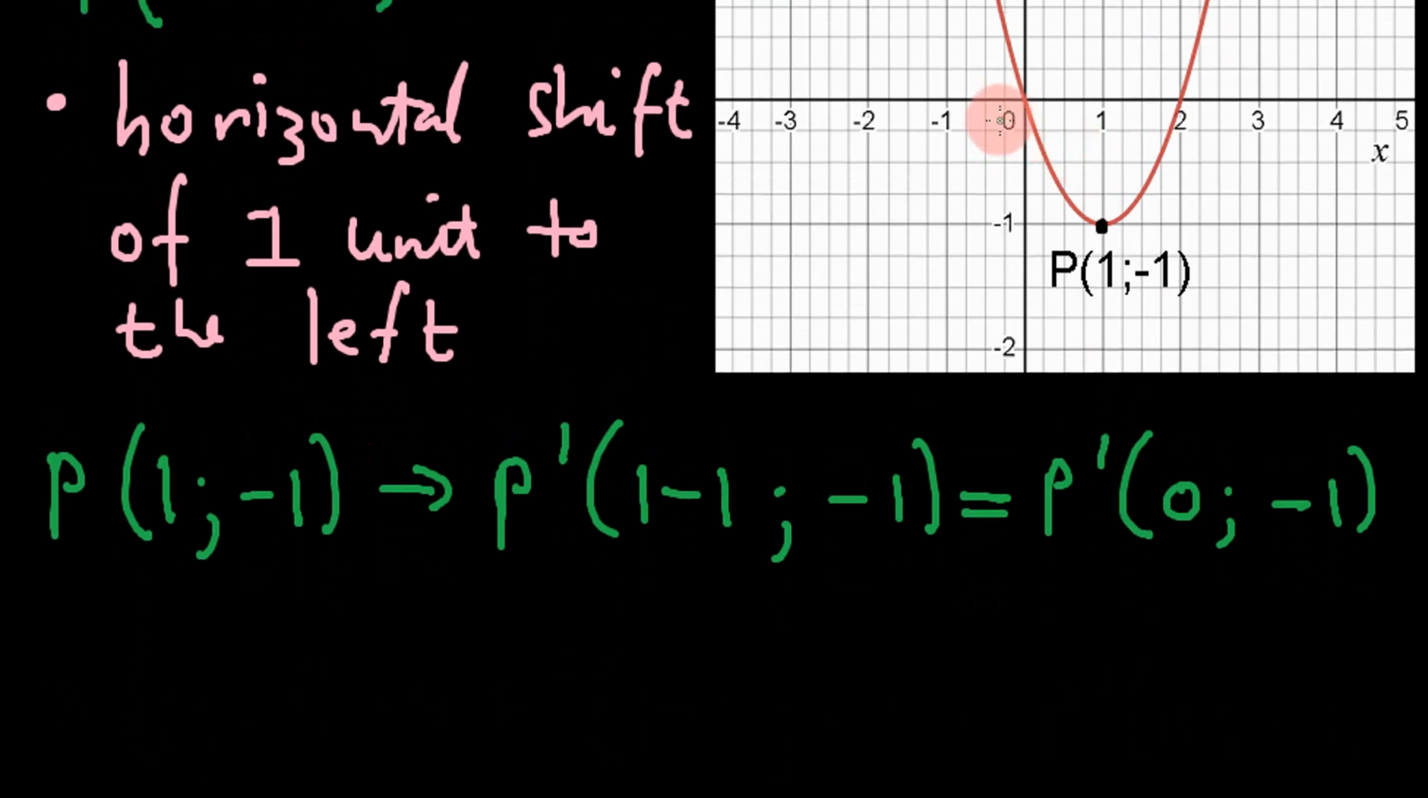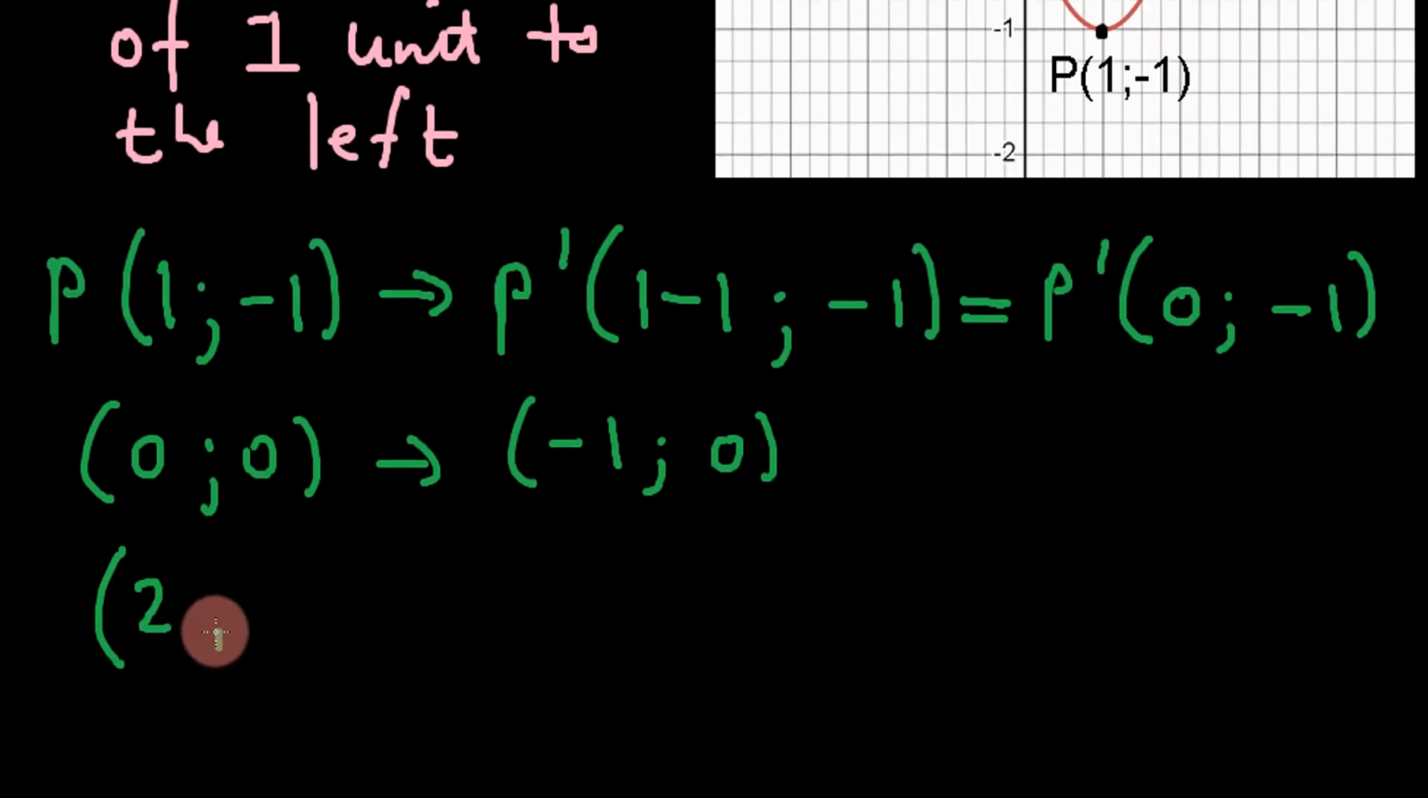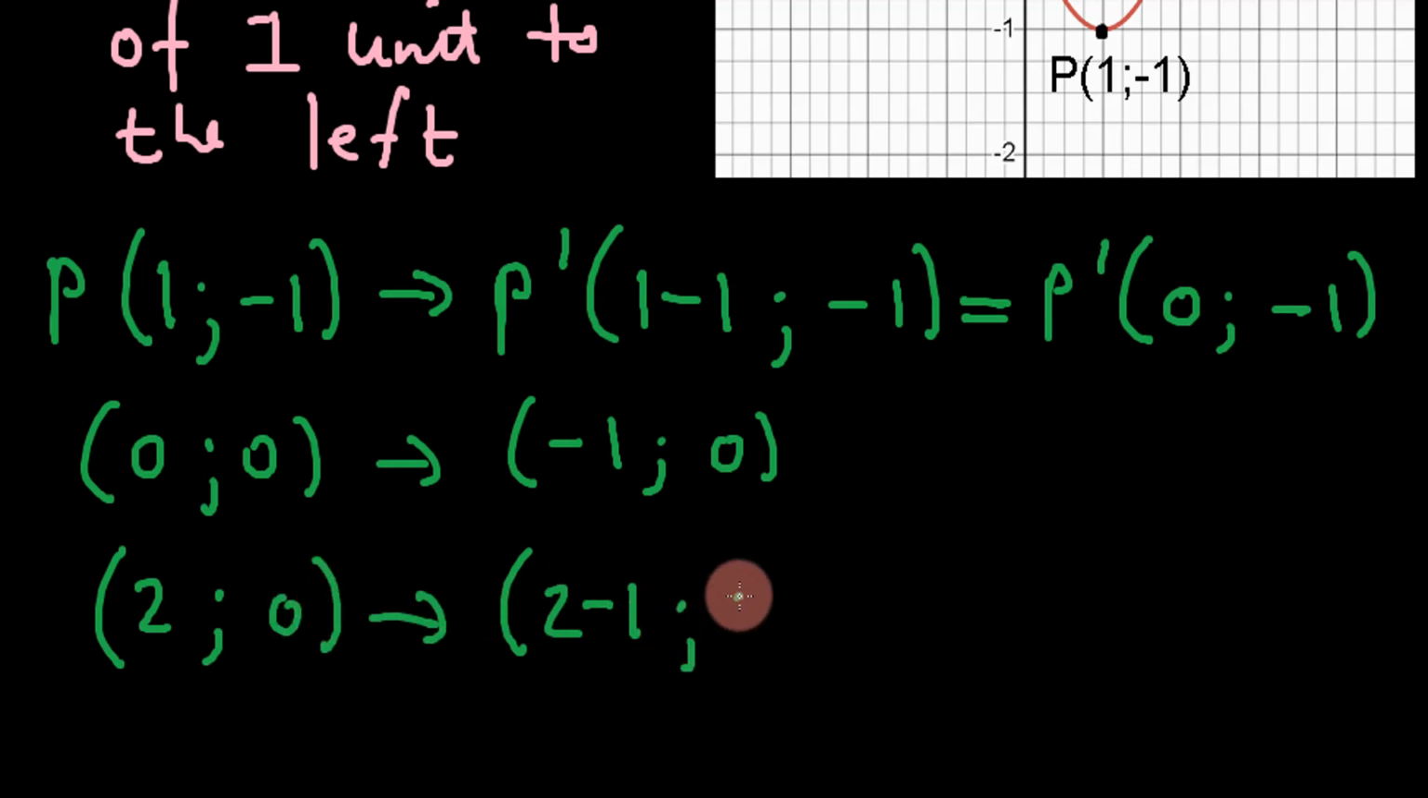We can take another point, let's say 0, 0. It will be mapped to the point 0 minus 1, so negative 1, 0. Then the second x-intercept here, of 2, 0, will be mapped to 2 minus 1, and 0. And of course, 2 minus 1 being 1, it's the same as 1, 0.